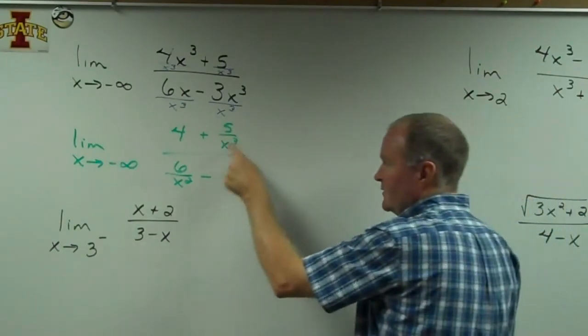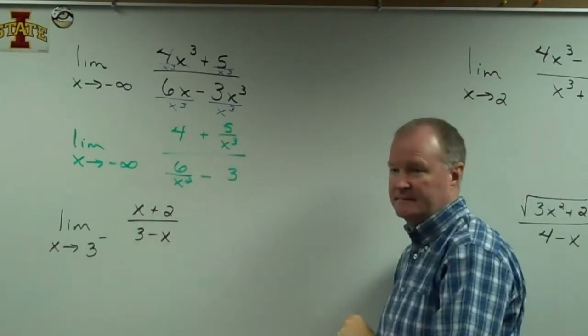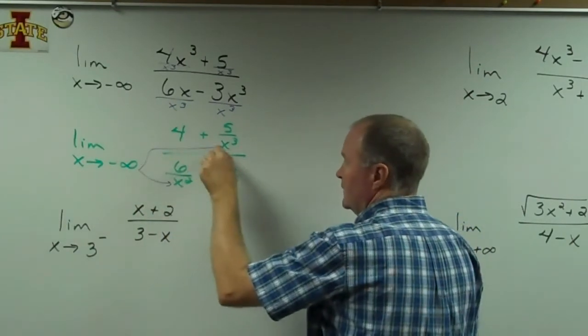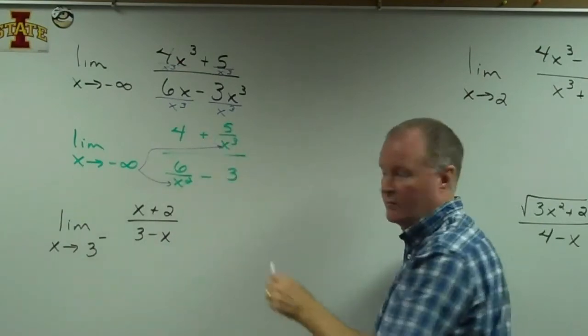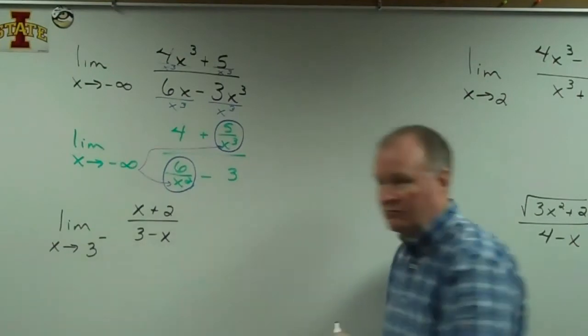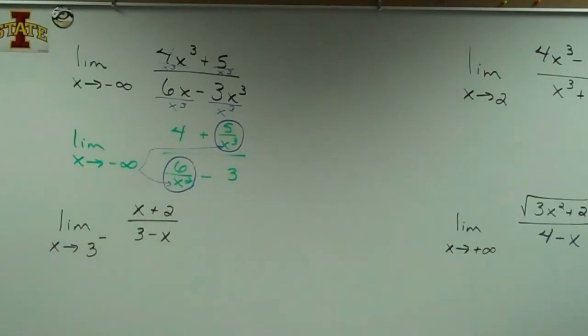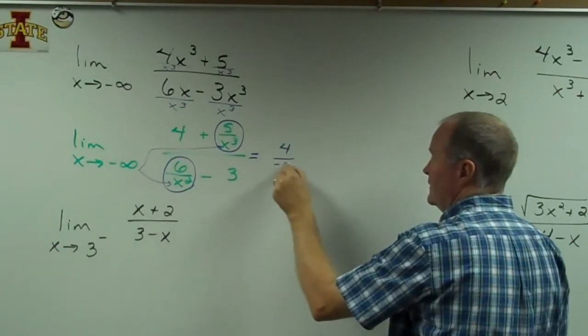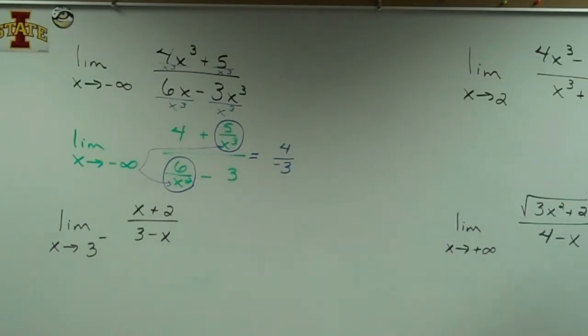The reason we did that is so that we can get stuff to go bye-bye, right? When we plug it in now, what happens to those two? Go to 0, right? And you're just left with a 4 on the top and a negative 3 on the bottom. Yes? You can only do that for infinity, right? Doesn't work for anything else.